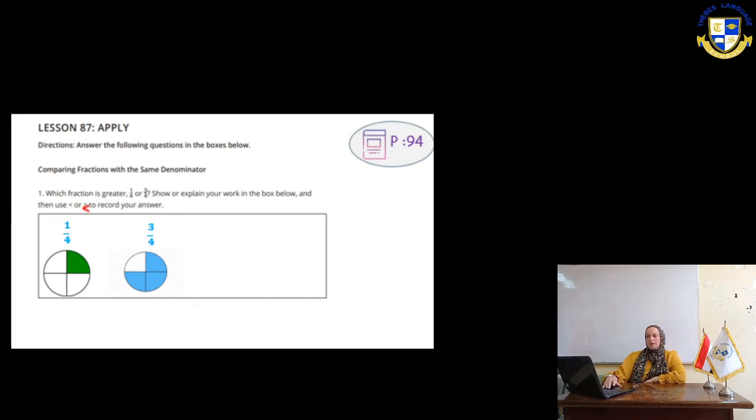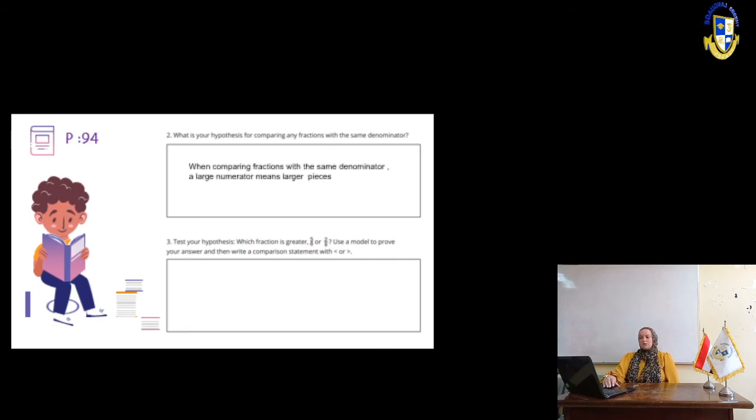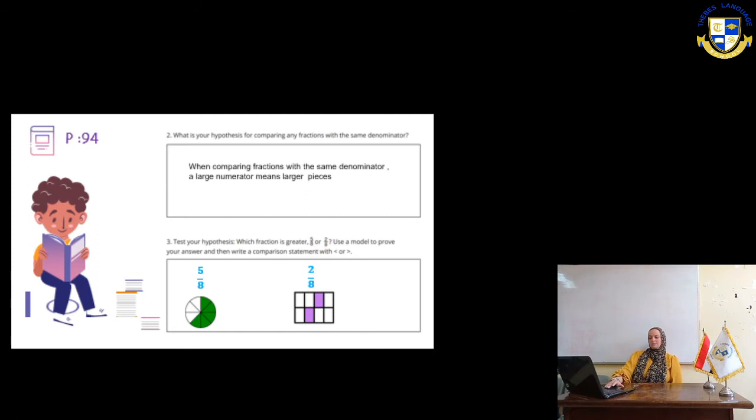Now in the next page, what is your hypothesis for comparing any fractions with the same denominator? When comparing fractions with the same denominator, the larger numerator means larger pieces. Number 3, test your hypothesis. Which fraction is greater, 5/8 or 2/8? Use a model to prove your answer and then write a comparison statement with smaller or bigger than. Here we are going to have 5/8 and draw a circle, shade 5 parts, and we have 2/8, we have 2 shaded parts. Which is bigger? It will be 5/8 is bigger than 2/8.